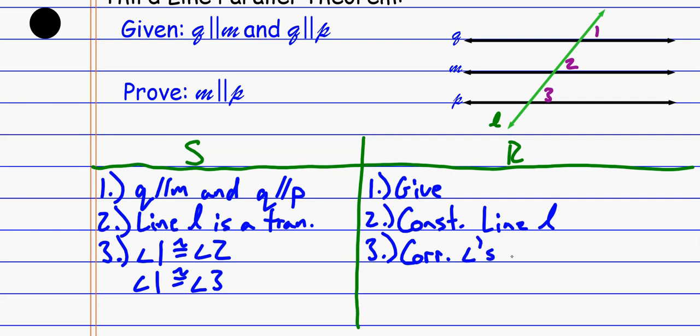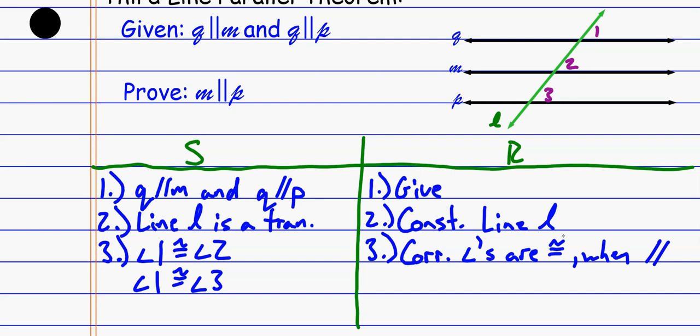Corresponding angles are congruent when lines are parallel. Okay? And that is a terrible looking congruent sign. I'm ashamed of it, and I'm going to redraw it because I can't live with that. Whew, much better. Totally a congruent sign now.